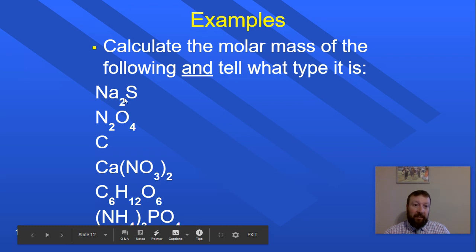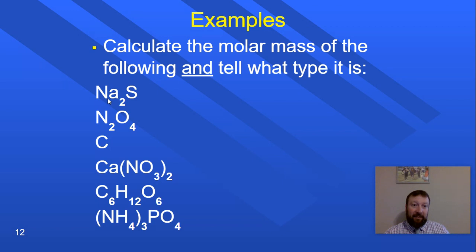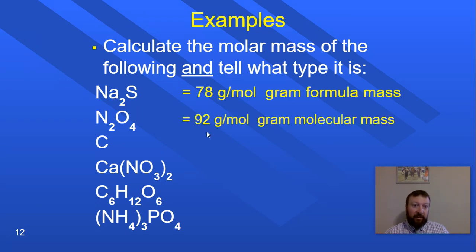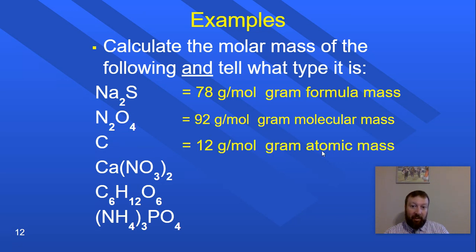So if we had sodium sulfide, and we want to know what type it is, first of all, that's ionic, right? Metal, non-metal. So instead of formula unit, it's called a gram formula mass. Add up 2 sodiums, 1 sulfur. Next, 2 nitrogens, 4 oxygens. Add them all up to find the whole thing. And this is a molecular mass. Why? Because that's a molecular compound, non-metal, non-metal: dinitrogen tetraoxide. Now, this one would be a gram atomic mass because carbon is just 12.01. Just take what's on the periodic table.